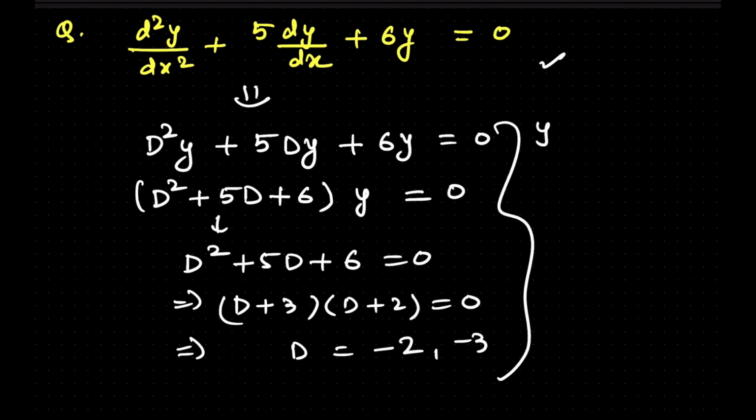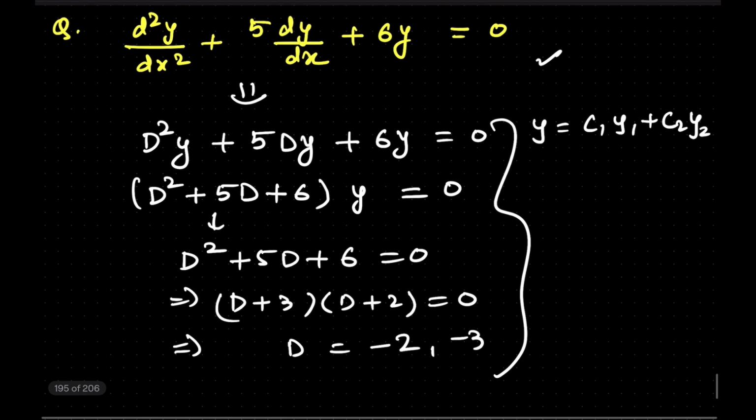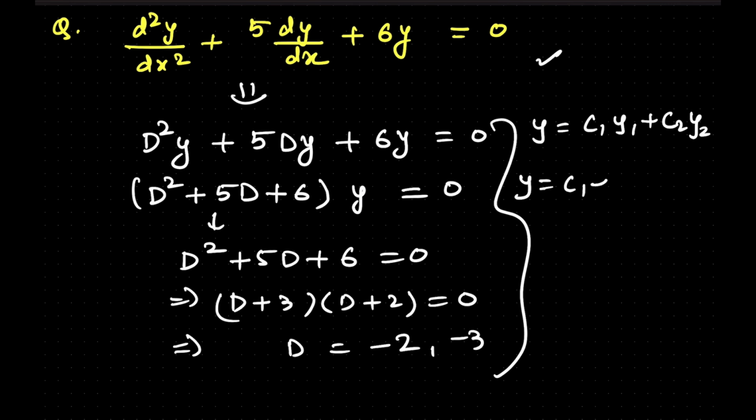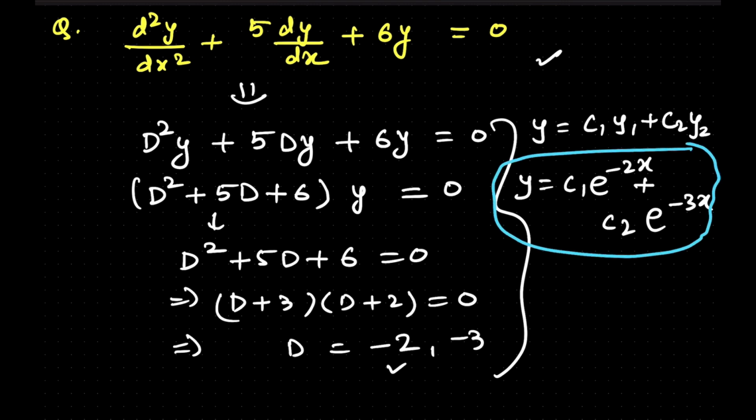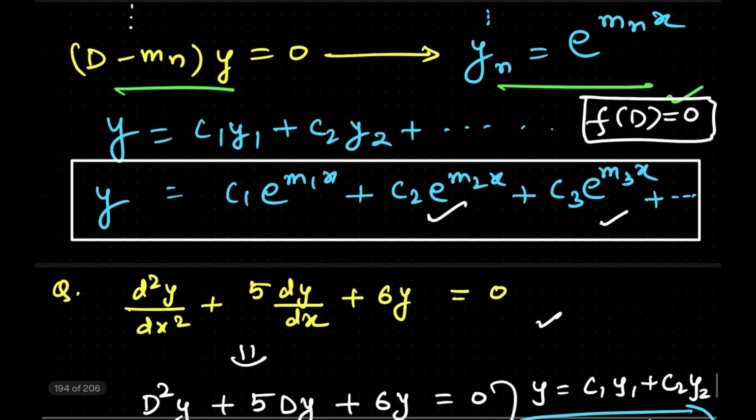So your solution will be y is equal to c1 y1 plus c2 y2, and our y1 was what? e to the power of m1x, and y2 was e to the power of m2x. So it will be y is equal to c1 e to the power of minus 2x plus c2 e to the power of minus 3x. So this will be our solution. So that's how we will implement this.